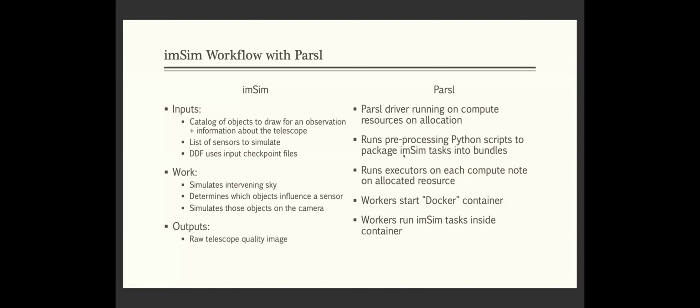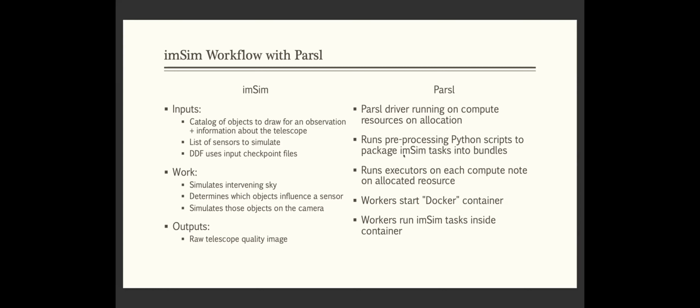Parcel handles this by, we basically have a Parcel driver that runs on the compute resources itself in order to avoid some stuff I'll mention later. It starts up a bunch of workers on the compute nodes, runs pre-processing Python scripts to package our IMSIM tasks into small bundles that fit onto a single compute node. And then each executor that's on a compute node will then start up a Docker container.